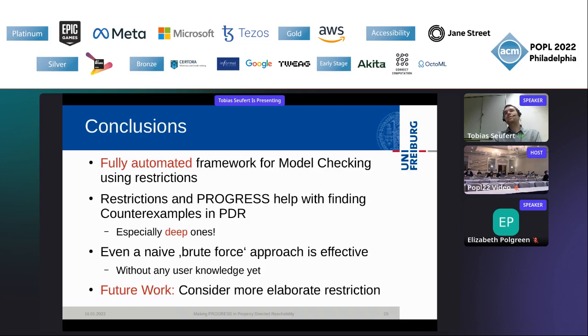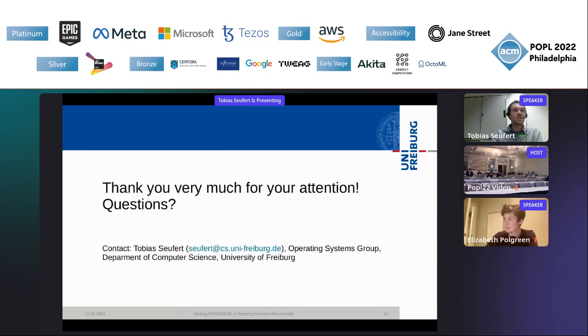To conclude my talk, we have seen a fully automated framework for model checking with restrictions, and we have seen that by imposing restrictions and by using progress, we can help PDR's capabilities of finding counterexamples, especially deep ones. And even our naive, brute force approach seems to be effective even without any user knowledge of these competition designs. For future work, it's left to think of more elaborate restrictions, and maybe have a closer look into what happens in these designs when we verify them with our progress PDR. Thank you very much for your attention, everyone.